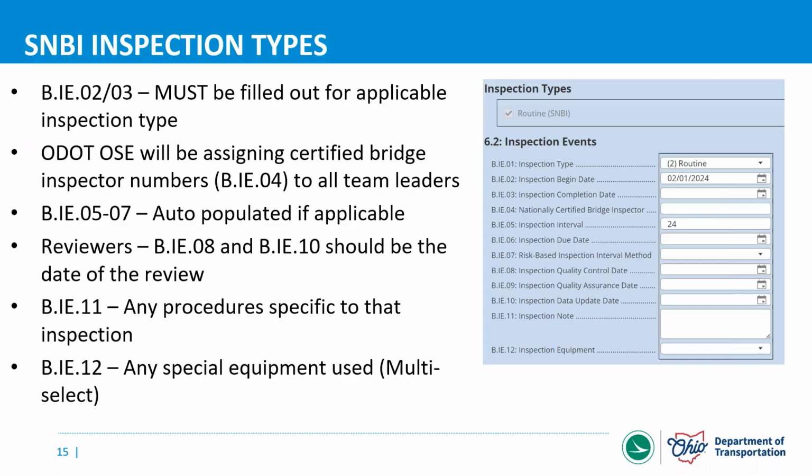BIE 05 to 07, so inspection interval, inspection due date, and risk-based inspection interval method. Those are all auto-populated based off of if they are required or not. So routine, NSTM, underwater, right? Those intervals are going to auto-populate for you based off of our method 1 qualifiers, so you don't have to really worry about those. The only time you really would be filling out BIE 05 is, like I said, for something like special, where you want to set your own interval, or scour monitoring, as in when you want to go back out and do those inspections.